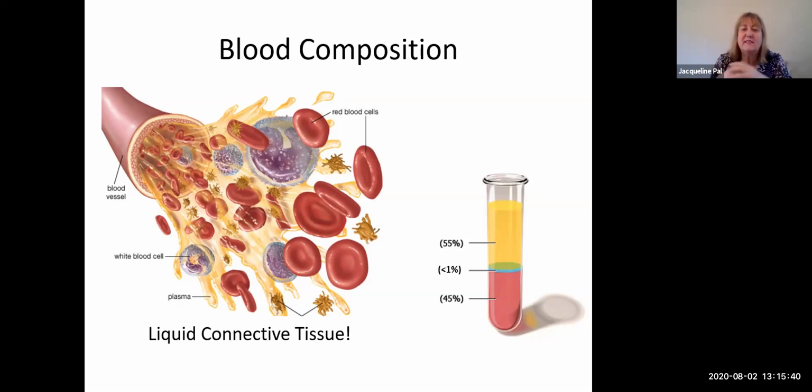And so then the cellular component accounts for 45% of that, of which the vast majority is going to be our red blood cells. Now, the white blood cells are slightly lighter in weight than the red blood cells, so they tend to form a little white buffy coat at the top, but we're just learning 45% the cellular elements and 55% the plasma.